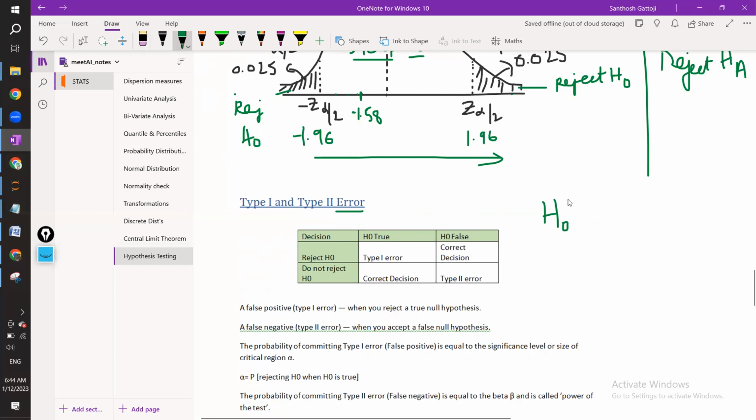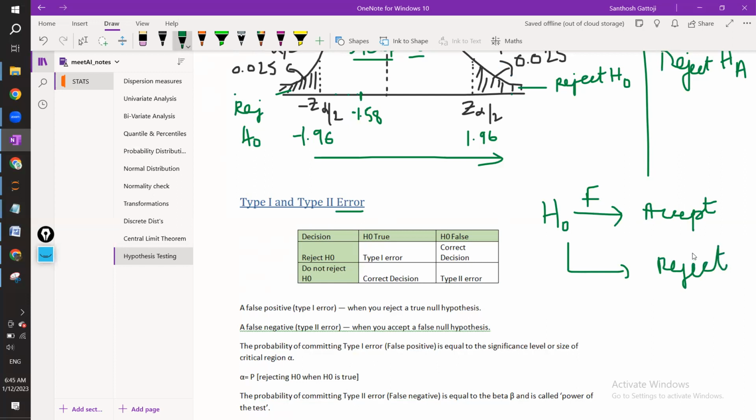Now let's say this is a null hypothesis and you have accepted it, but later you came to know that this is a false null hypothesis. Or you have rejected a null hypothesis, but it turned out to be a true null hypothesis.